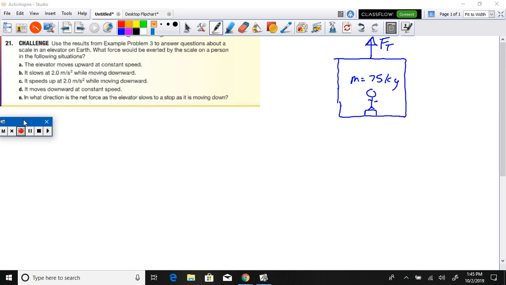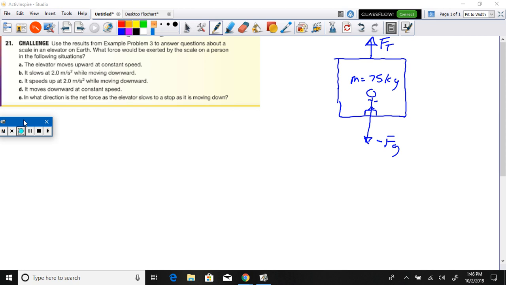We're going to assume that this is a massless elevator. It's a magical massless elevator, and only the person has the mass. But the floor of the scale that he's standing on is pushing on his feet. So write negative force of gravity. That's weight. Remember, Fg means weight, right? Why is it negative? Because gravity.